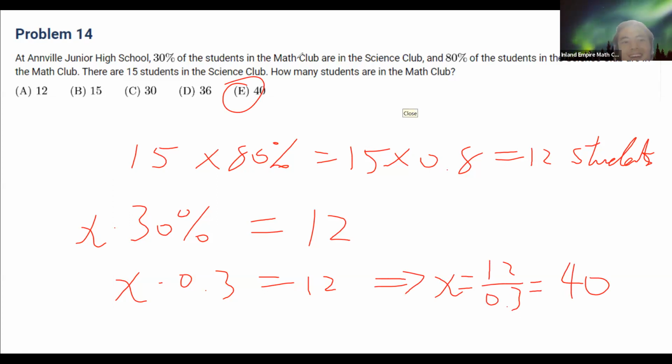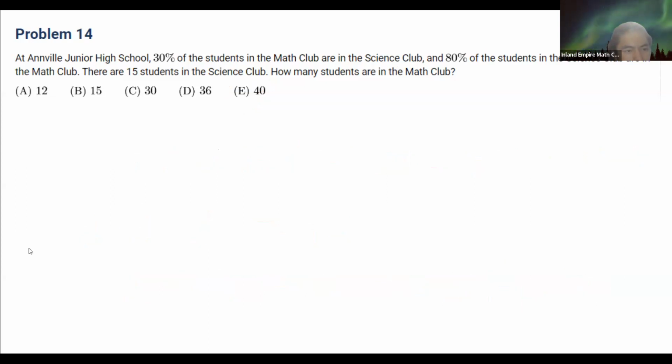Is this confusing? Yeah, I mean, this question is a bit convoluted, but I think it's manageable. Are there any questions about this problem? No? Great. Let's take a look at a much harder question.